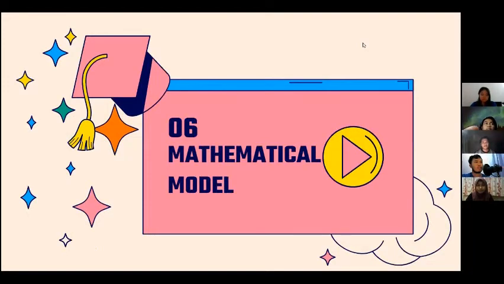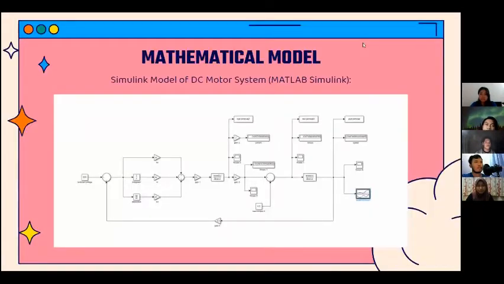Okay, so next is the mathematical model. For the first one, the Simulink model of the DC motor system. This one is made using the MATLAB Simulink program. Here we can see the PID controller on the left side and the DC motor system. Okay, next slide.